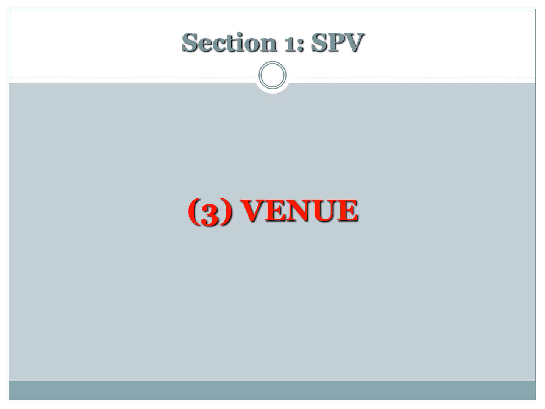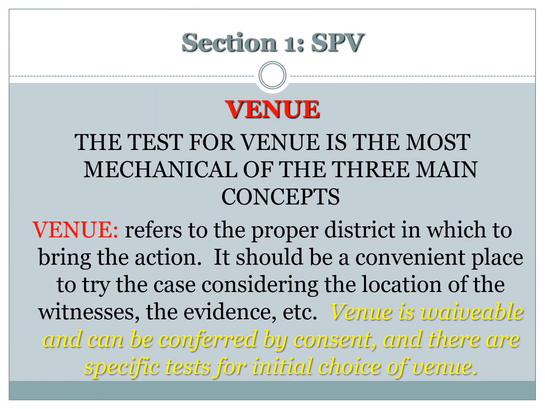Lastly, of the big three, we're talking about obtaining venue. Venue is the most mechanical of these three concepts, and venue refers to the proper judicial district in which to bring the action. A lot of times we tend to look at and think about where the witnesses are, where the evidence is physically located. Venue is a waivable defense, so if it's not asserted in the first move, it is lost. But there are specific tests for venue that go beyond the location of the witnesses and things like that, which allow a court to transfer or even dismiss a case.